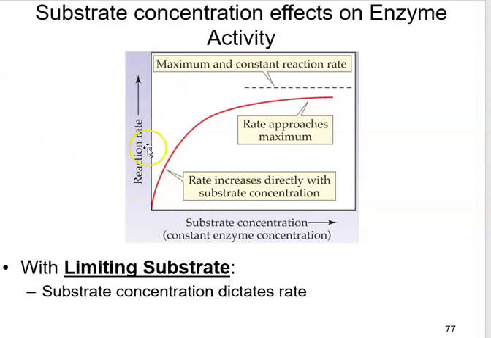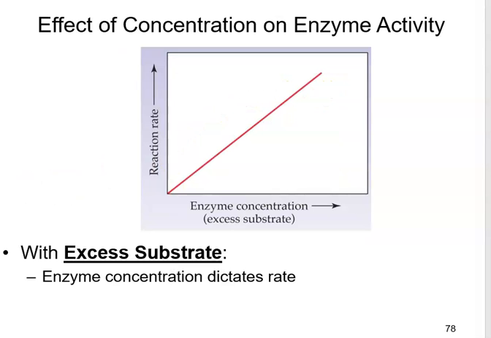Again, we're looking at another reaction graph here. The rate is on the y-axis and the substrate concentration on the x-axis, with a constant enzyme amount. We have an increase in rate until it eventually maximizes out here. And so we have a straight line. If we have excess substrate and we increase the enzyme concentration, we can actually increase the rate at a constant rate.